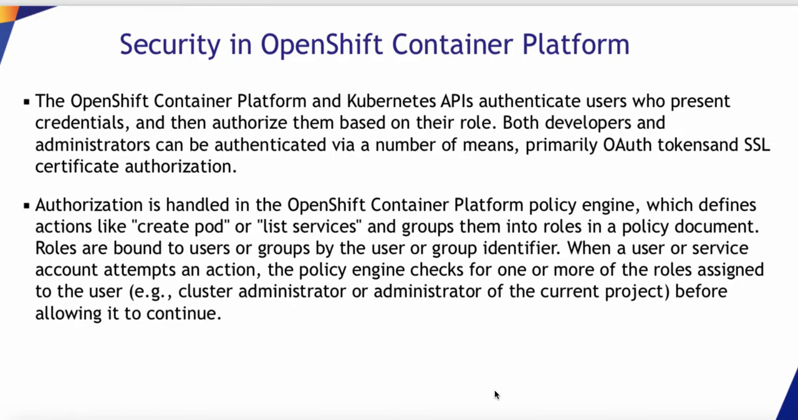Authorization is handled in the OpenShift Container Platform policy engine, which defines actions like create pod or list services and groups them into roles and policy documents. Roles are assigned to users and groups by their user or group identifier. When a user or a service account attempts an action, the policy engine checks for one or more of the roles assigned to the user, the cluster administrator and the administrator of the cluster project, before allowing it to continue.